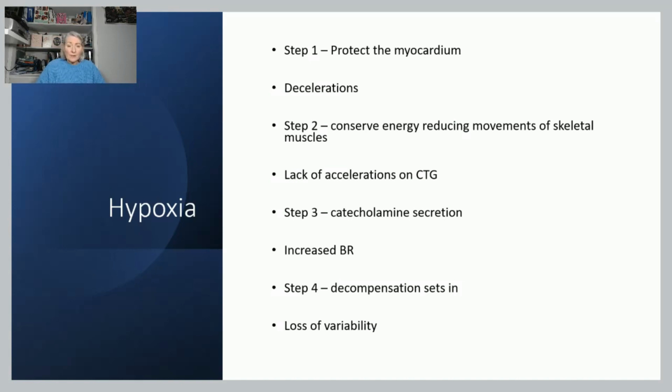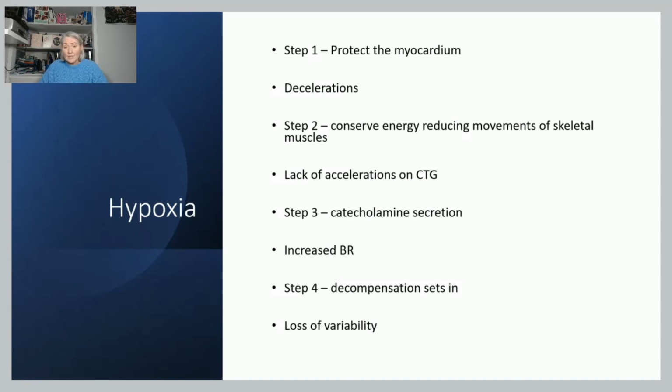If nothing changes in the situation, the next thing that will happen is the baby will try to conserve energy. So it will do that by stopping its movements or reducing its movements. And we've already said the somatic nervous system is the one that is controlling the skeletal muscles. So the baby will reduce its movements, and that will be seen on the CTG as a lack of accelerations. Remember, we said accelerations are usually associated with fetal movement, but they are a really healthy sign. So we will see a lack of those accelerations.